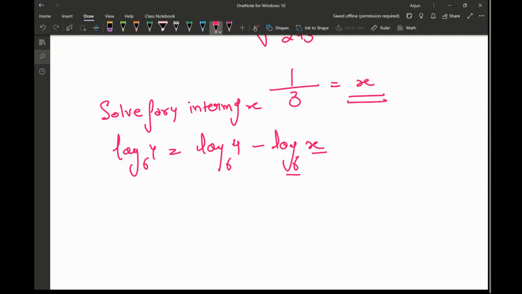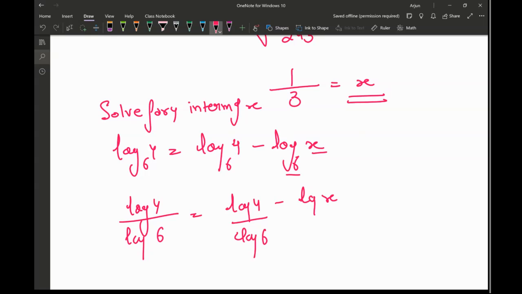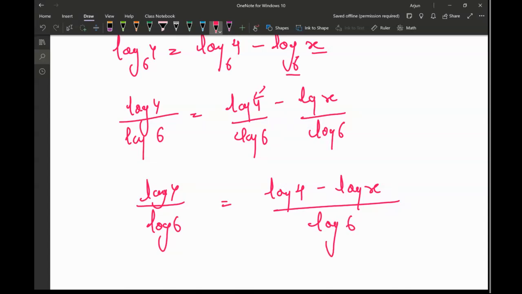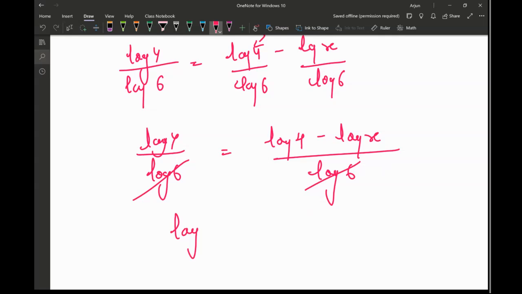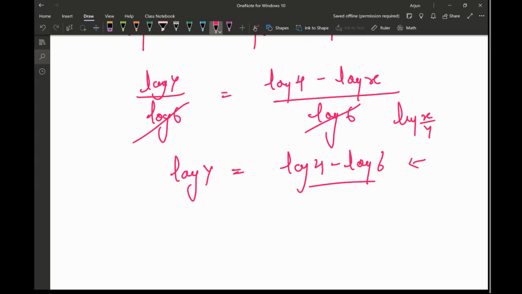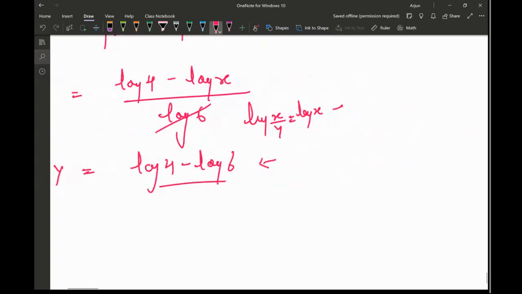So the base is the same with all the terms. Let me just quickly check the question. Yes, the base is the same. So log y divided by log 6 equal to log of 4 minus log of x. I can write this as divided by log 6 and this divided by log 6. And now I can take the common base, so log of y upon log of 6 equal to log of 4, this one is 4, this is not y, minus log of x divided by log of 6. So you cancel out these terms, and then you are left with log of y equal to log 4 minus log x, and now you can write it as this formula: log of x upon y is equal to log x minus log y.